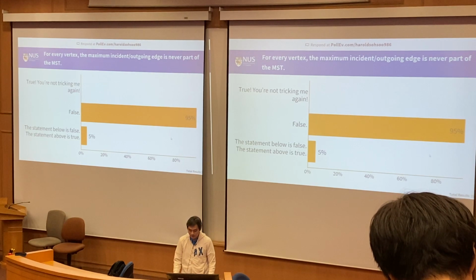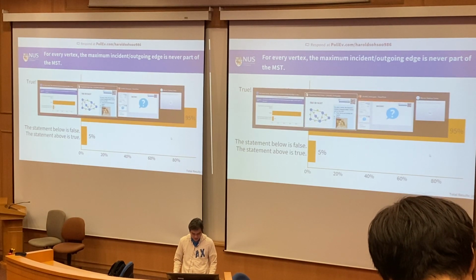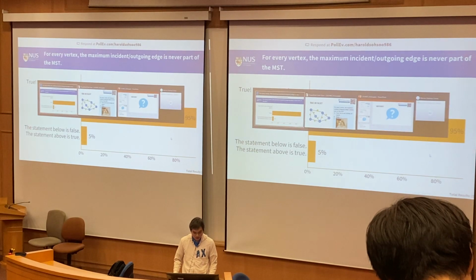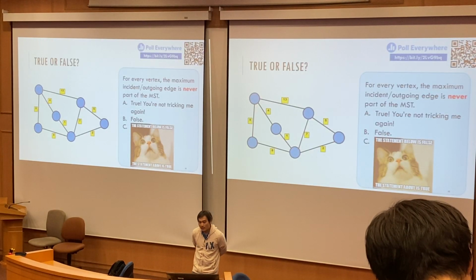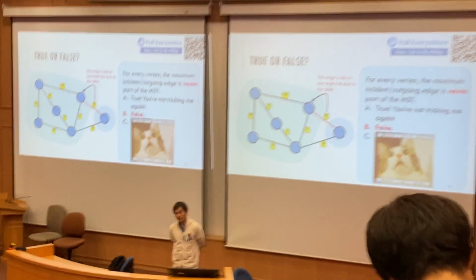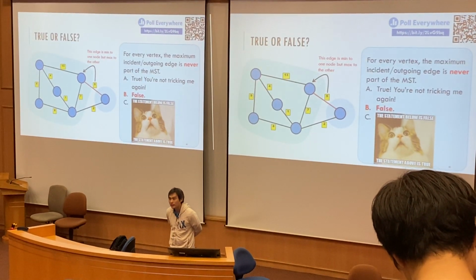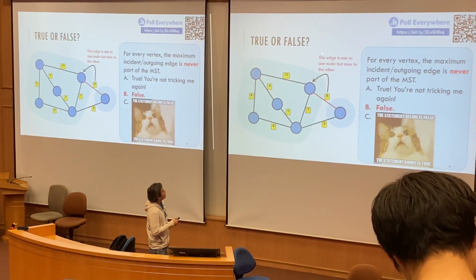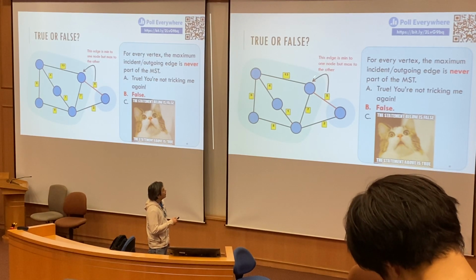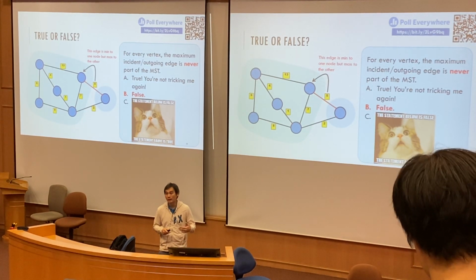Okay, so most of you think false. A few people are not sure, so that's okay. Let's have a look. The right answer is false. Why false? Because some edges can be a minimum to one node, but a maximum to another.